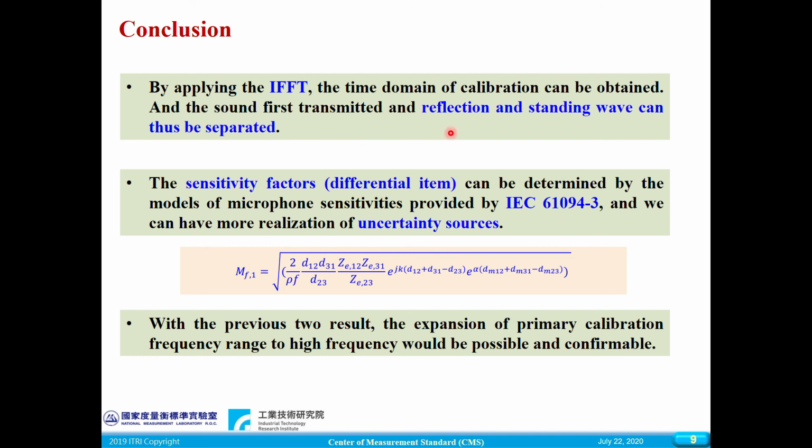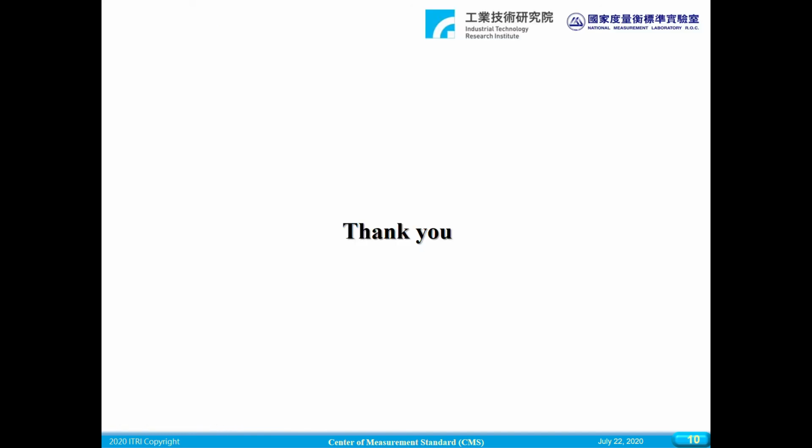The sensitivity factor can be determined by the differential of the function given in the third part of IEC 61094, as shown here. And therefore, we can have a better realization of the uncertainty sources. By the above two results, the expansion of the primary calibration frequency range to high frequency would be possible and confirmable. Thank you for paying attention.